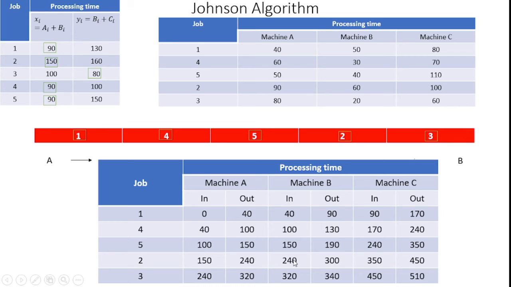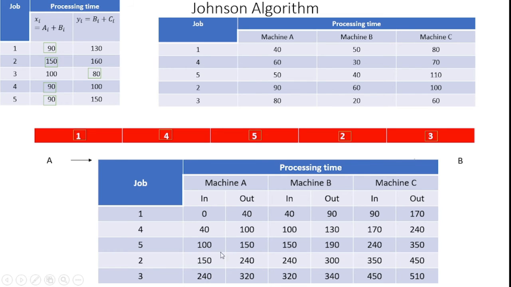After that, I add the processing time of job 2 on machine B. 240 plus 60, I can write 300 here. After that, I compare 300 with 350. I write 350 here, because 350 is the maximum. After that, the processing time of job 2 on machine C is 100. So 350 plus 100 is equal to 450.